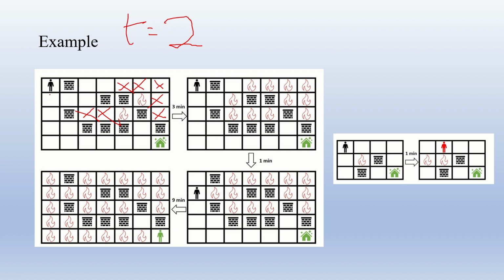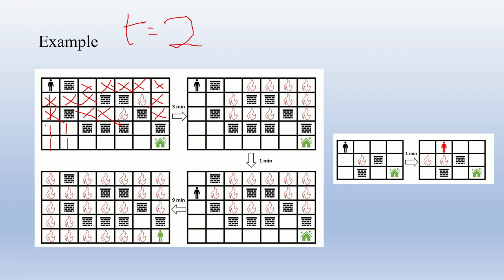Now let's move to the safe house. At the first move, this fire cell will spread here. This fire cell will spread here. At the next move, this fire cell will spread the fire here and this will spread here. At the next move, this fire cell will be spread. At the next move, the person can either move here or here. The fire cell will be here.